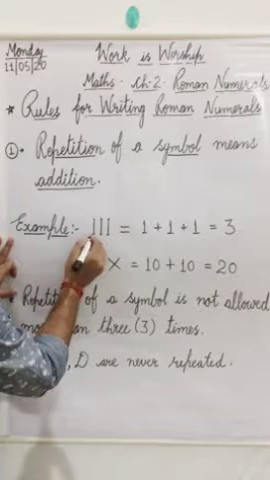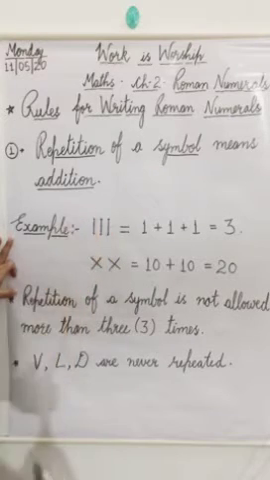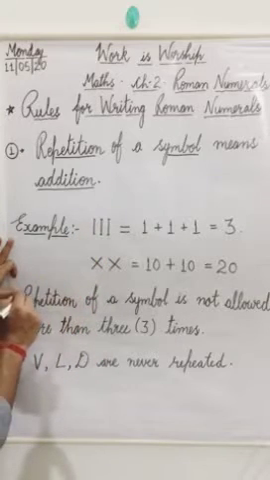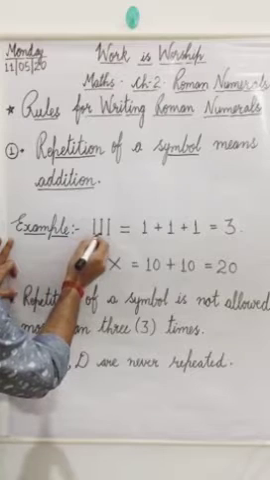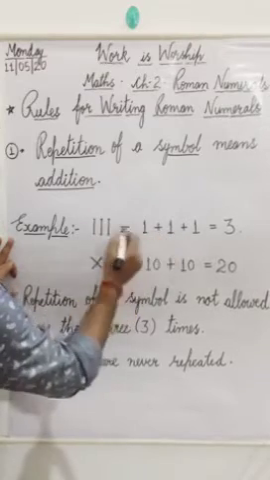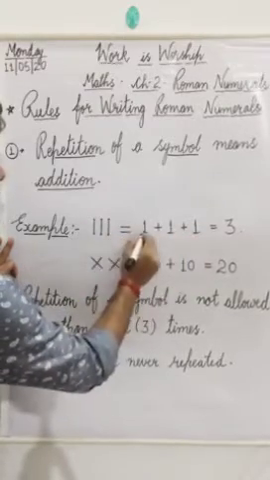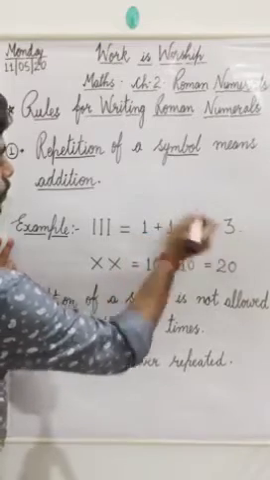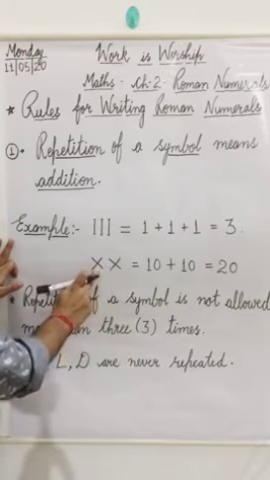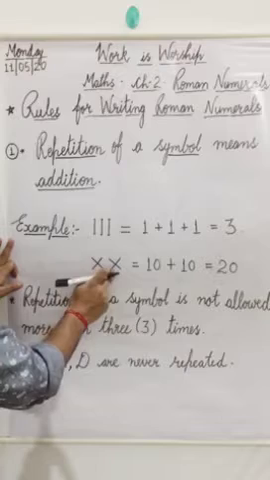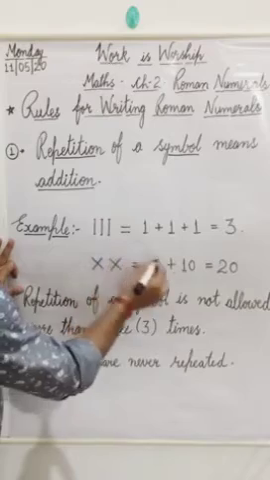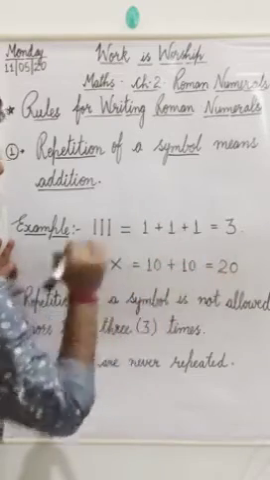Suppose that we repeat here I and I 3 times, and we know I is denoted to 1 in the Roman numeral system. So first I means 1, second I means 1, and third I means 1. It means 1 plus 1 plus 1 is equal to 3. Look at here, X is denoted to 10 in our Roman number system. So X and X, we repeat here X 2 times. So X means 10. 10 plus 10 equals 20.